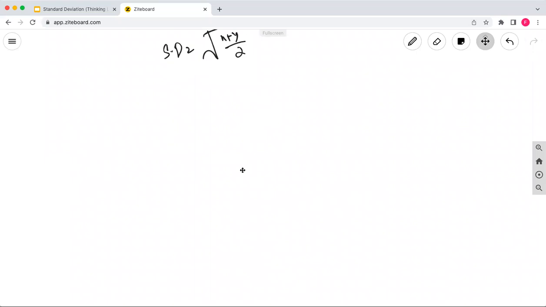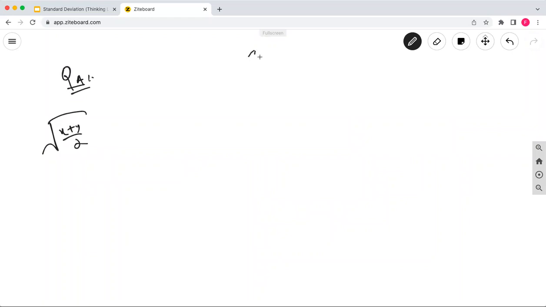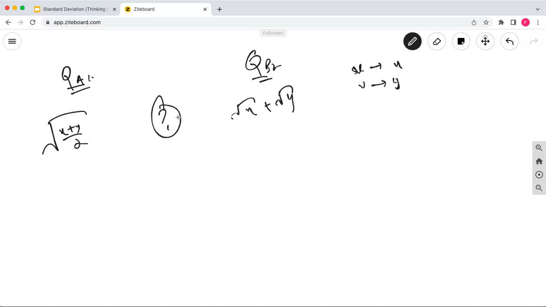Now just see the two quantities. Quantity A is the standard deviation of the combined set, which is the square root of (x plus y) over 2. And quantity B is the sum of the standard deviations of the two sets. The variance of the first set is x and the second is y. To find the standard deviation, just take the square root of each. So this will be root x plus root y. Now use the mirroring technique and proceed further. You will get to know that quantity B is greater. So everything is understood now. Yes.